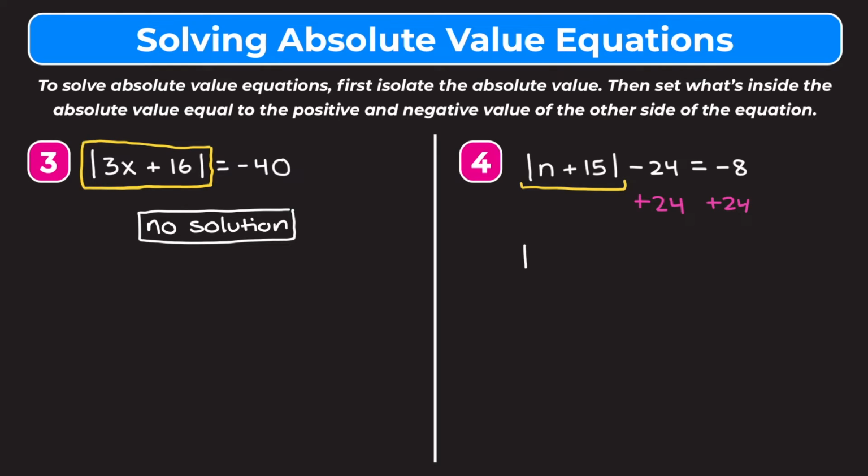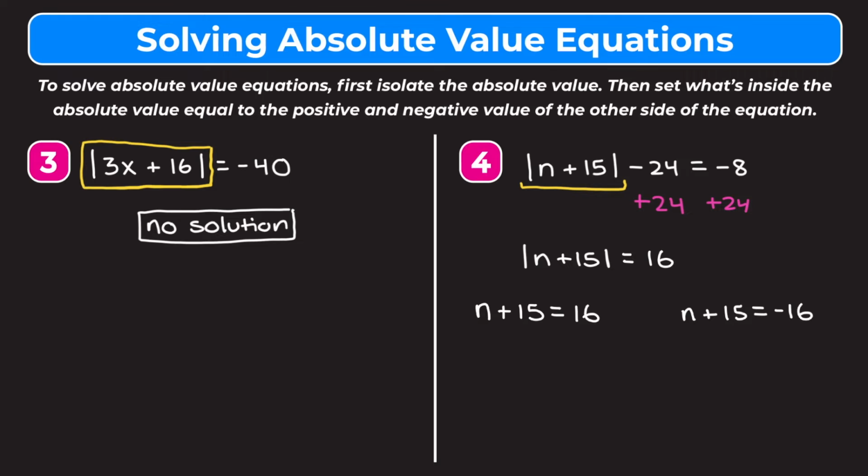And now we have the absolute value of n plus 15 on the left. And on the right, negative 8 plus 24 is going to give us a positive 16. So now that we have the absolute value by ourselves, the other side of our equation is positive, so we are going to have a solution. So now we want to go into breaking up our equation into two equations. So we're going to take what's inside the absolute value, n plus 15, set it equal to the positive value of the right side, and we're going to take what's inside, n plus 15, set it equal to the negative value of the right side, so negative 16.